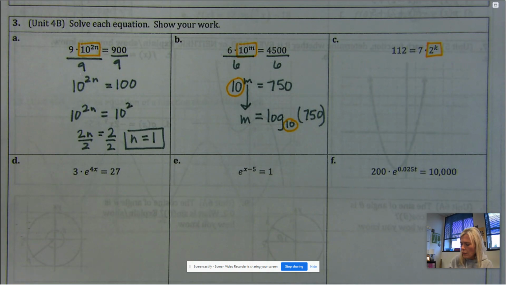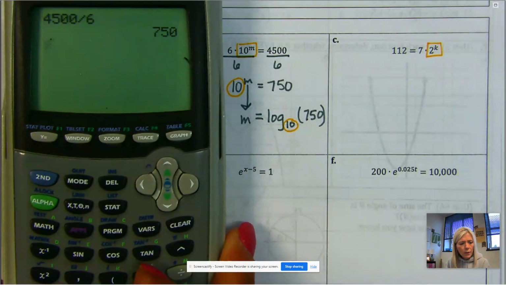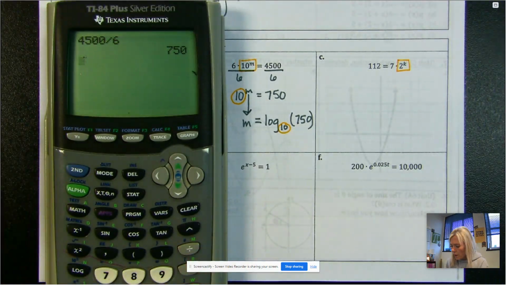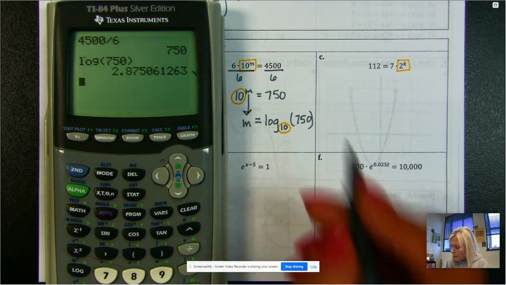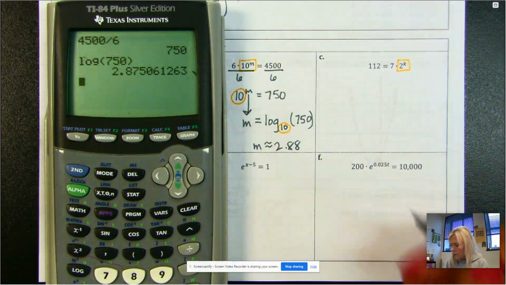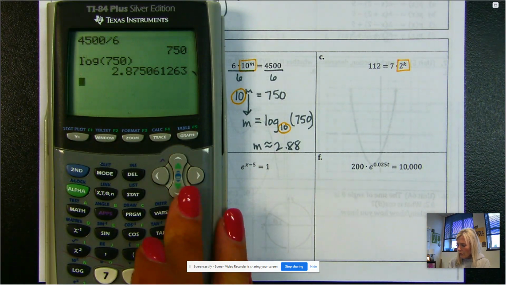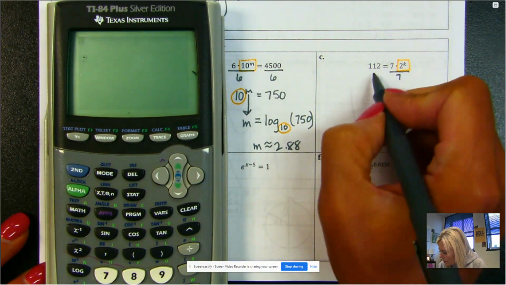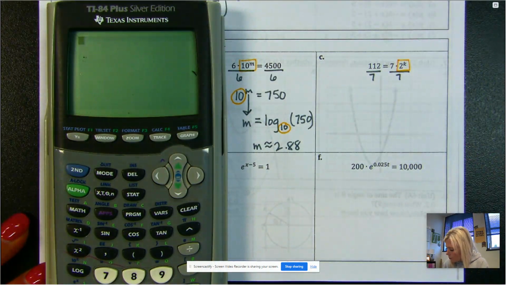And now you can use a calculator. Your calculator is already programmed with log base 10. So when you just use the log button right here, it already knows you mean base 10, and then you type in 750. And it's about 2.88. So m is about 2.88. All right, next problem, same first step, divide by the 7. 112 divided by 7 is 16.